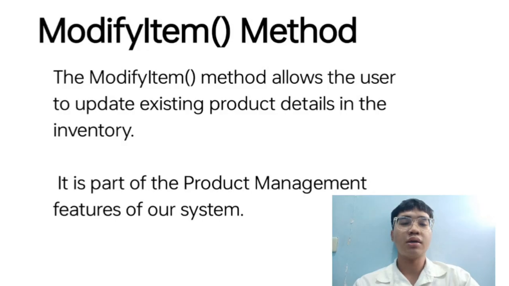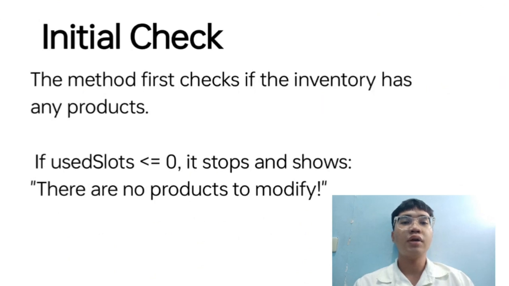I will be talking about the modify item method. The modify item method lets the user change the details of a product in the inventory. It starts by checking if there are any products stored. If the inventory is empty, the method stops right away.